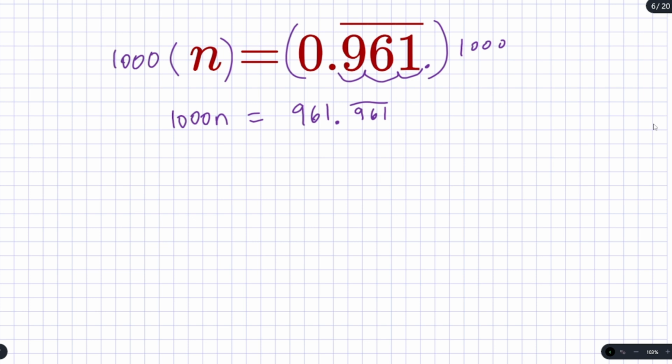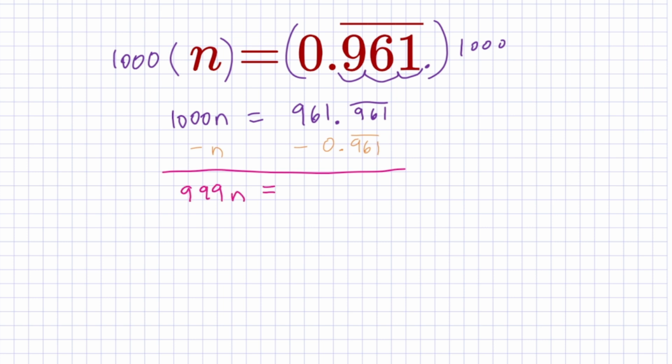Using the technique we learned before, we're going to subtract 0.961 repeating from the right side, but that is called n, so we're going to subtract 1n from the left side, leaving us with 999n equals, that repetition will cancel and we'll get 961. Now solving for n, we'll divide by 999 and we'll get n is 961 divided by 999.